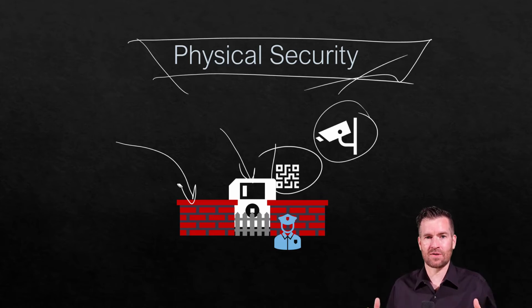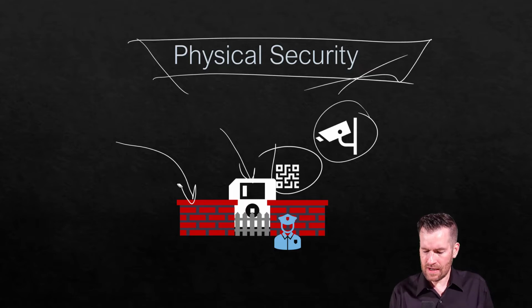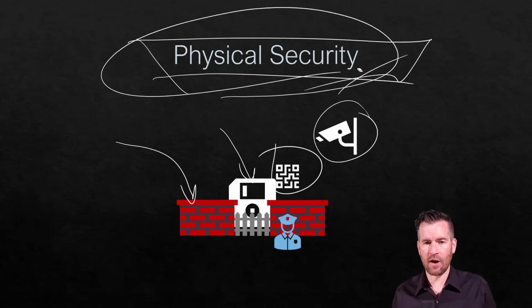we need to have backup generators in case the power goes out. Your equipment needs to be off the ground in case there's any kind of flooding that happens. You need to have a fire suppression system to make sure that if there's a fire, the fire gets put out quickly. So you need physical security around your equipment and around your data.